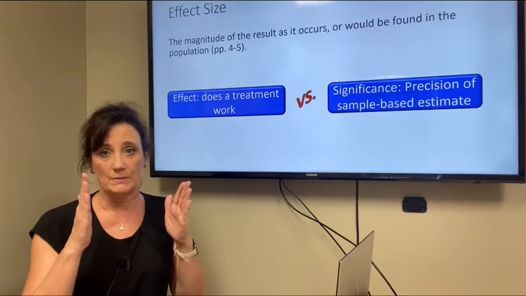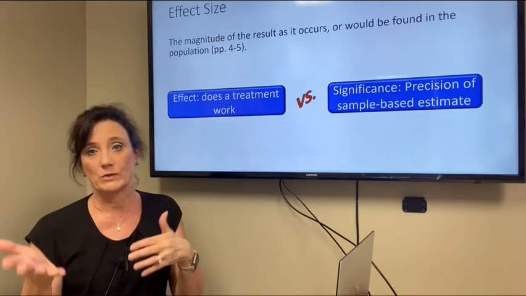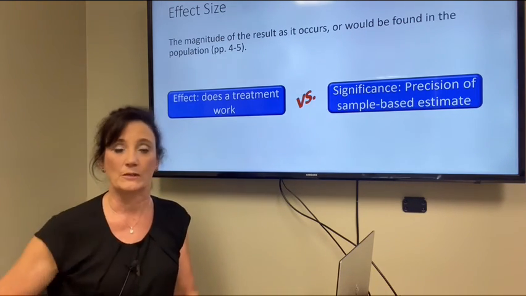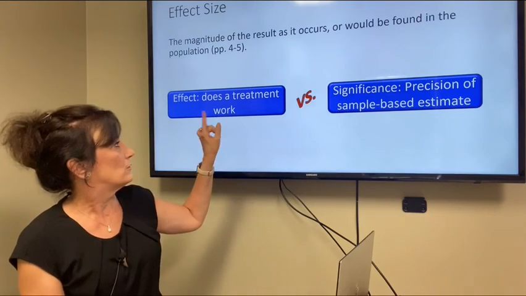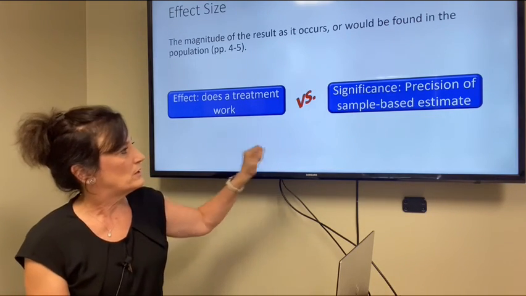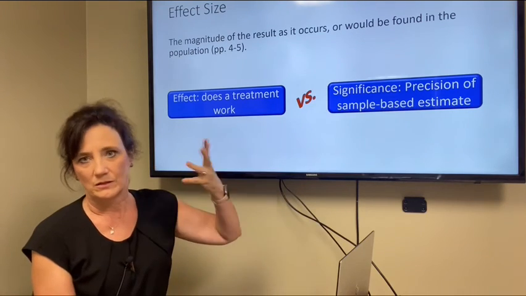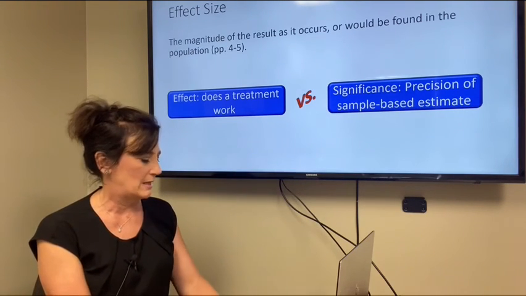And we'll look at some values for that next week when we start talking about correlation. I have a handout for you that I'll share. So effect asks, does the treatment work? Significance looks at the precision of that sample-based estimate.